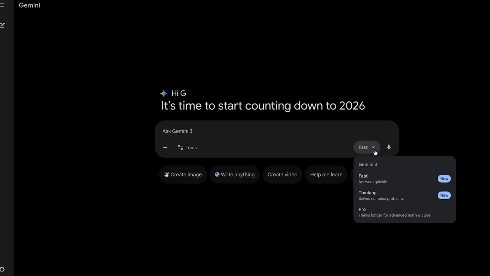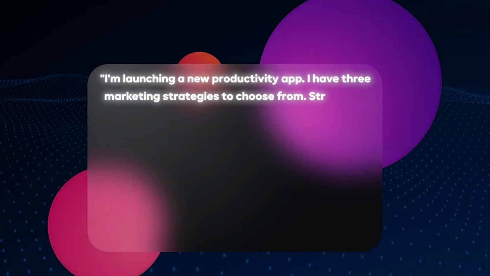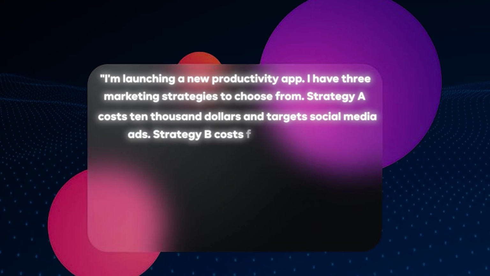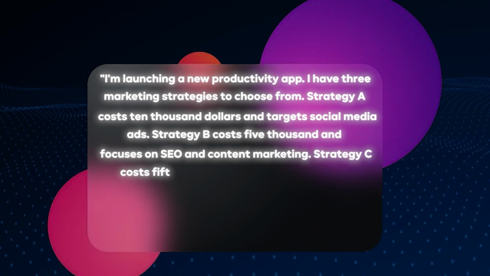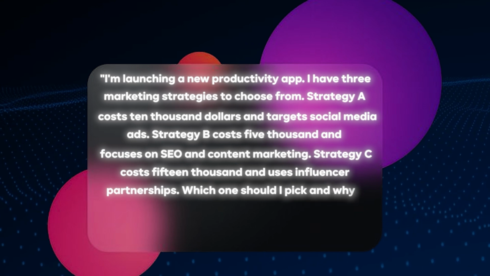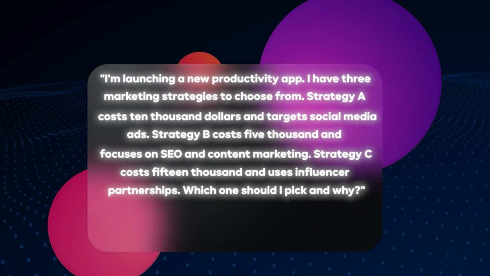First, I'll click on the model picker and select Thinking. This gives me access to Gemini 3.0 Pro's advanced reasoning mode. I'll give it a complex problem, something like: I'm launching a new productivity app. I have 3 marketing strategies to choose from. Strategy A costs $10,000 and targets social media ads. Strategy B costs $5,000 and focuses on SEO and content marketing. Strategy C costs $15,000 and uses influencer partnerships. Which one should I pick and why?